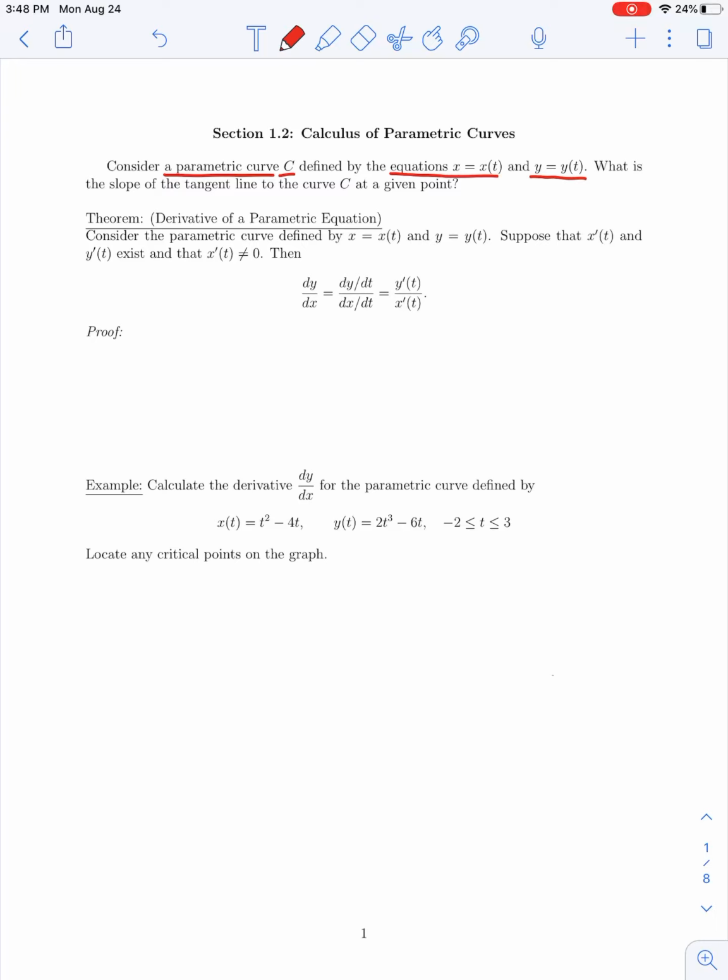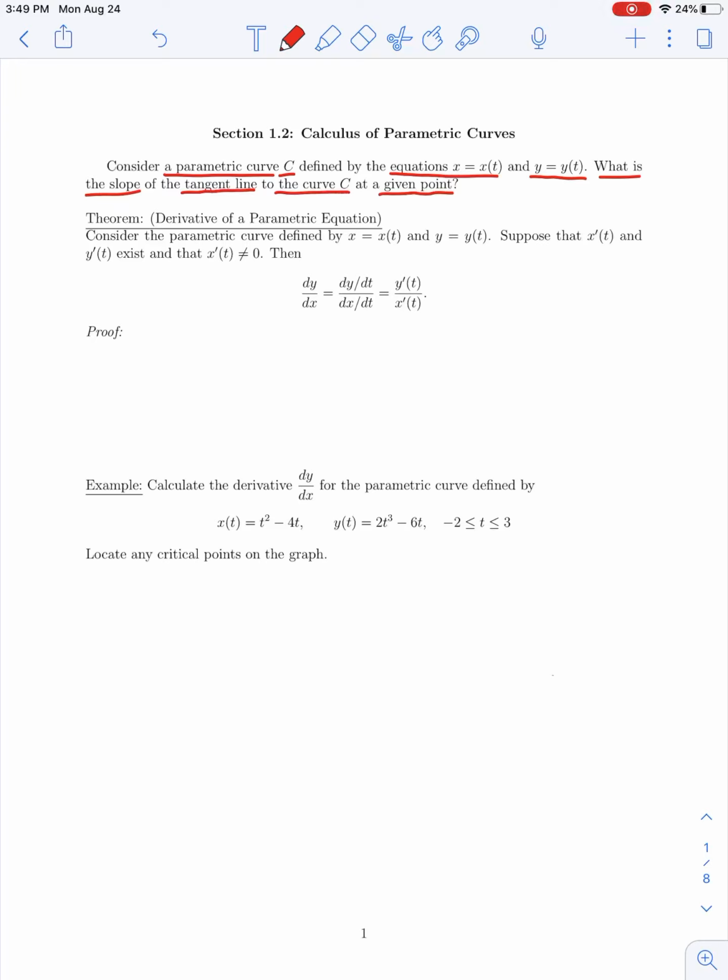So for a given curve in the plane, a question of interest from Calculus 1 was what is the slope of the tangent line to this curve C at a given point. And we saw in Calculus 1 that the slope of the tangent line to a curve, which is the graph of a function, is given by the derivative of that function. However, if we have a parametric curve, which is not necessarily the graph of a function, how can we find the slope of the tangent line, or the derivative to this curve at a given point?